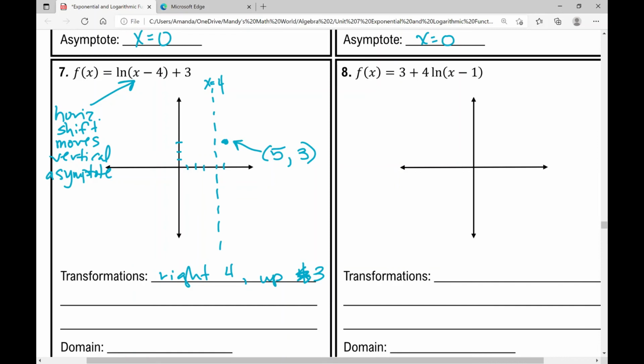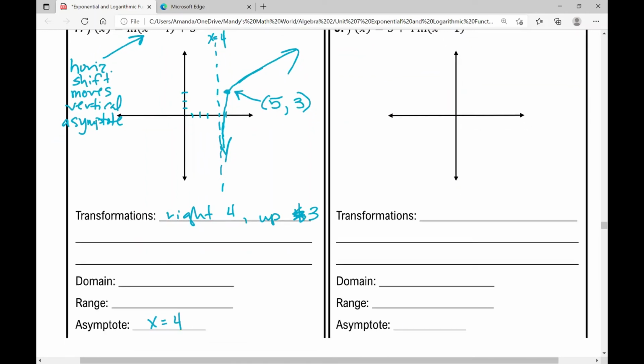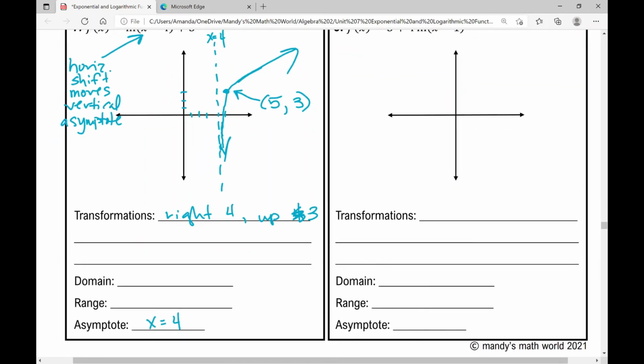And then I'm not reflecting it across any axis or anything, so it's just going to take the same shape as our parent function, just like going up and out like that, right? That's not a very pretty graph, but that's what it's going to look like on here. The domain, because I moved it right 4, is now from 4 to infinity. Did not affect the range. It's still negative infinity to infinity.